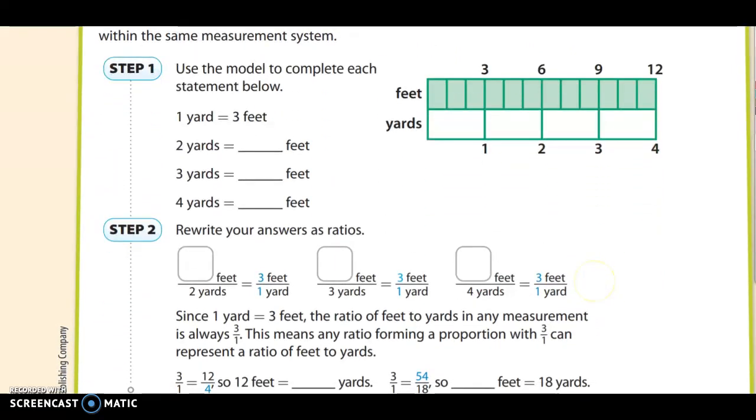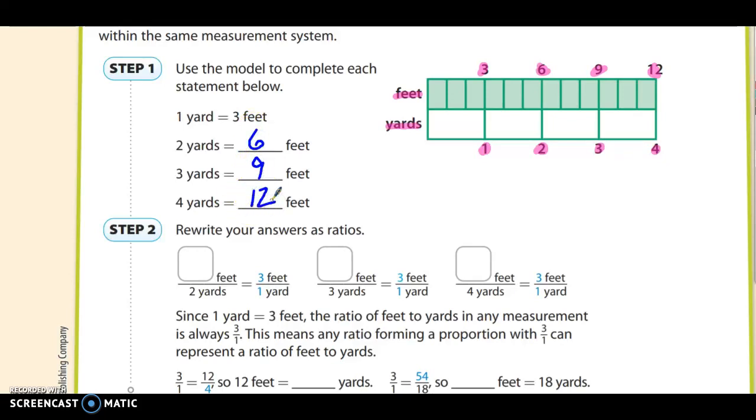Step 1 is to use the model to complete each statement below. And what you should notice is that we're converting between yards and feet. For every 1 yard is 3 feet. So 1 yard is 3 feet, 2 yards would be 6 feet, 3 yards would be 9 feet, 4 yards would be 12 feet. You should notice the pattern there. 2 yards is 6 feet, 3 yards is 9 feet, 4 yards is 12 feet.